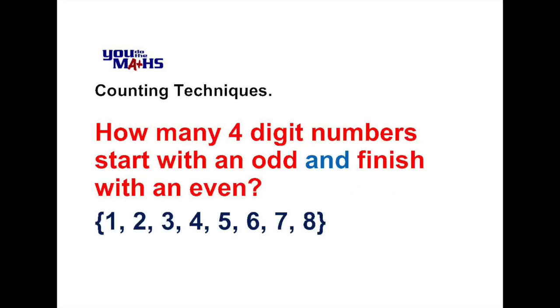In this first example, we're asked to find out how many 4-digit numbers there are starting with an odd and finishing with an even. Now the key word there is AND. That means that these two things must occur together.